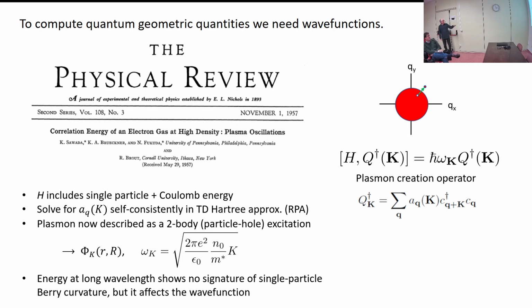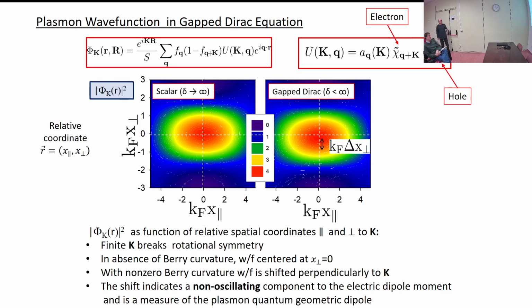Okay, and it turns out that if you make an RPA approximation, you can actually compute these coefficients almost analytically. Actually, if the system is translation invariant, you can do it analytically, and thereby have explicit wave functions for the plasmon states. So that's very helpful for us.